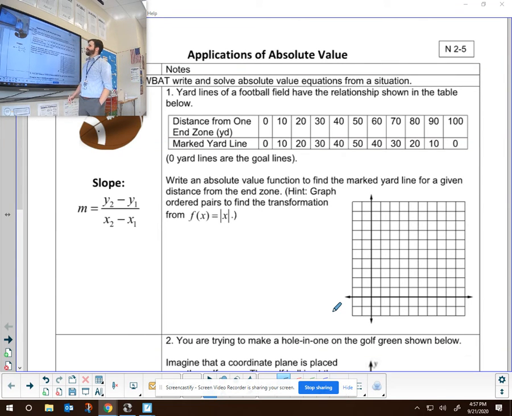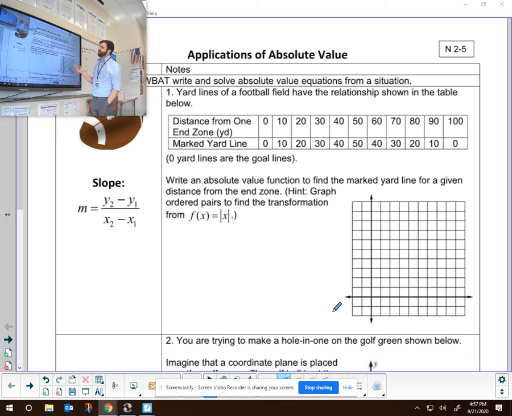Today we're talking about applications of absolute value. It should be a pretty quick one, and we're not really going to have a homework assignment for this, but I wanted to show you some applications that we can have before we go ahead and start reviewing for our test. What I mean by applications is some real-world applications for our absolute value graphs and functions.